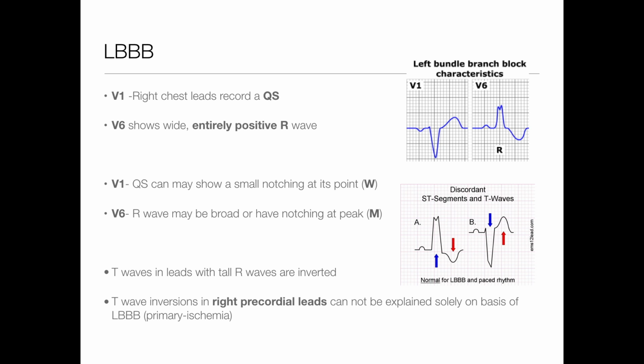So left bundle branch block. There are 2 bundle branches that come off of the bundle of His that help to bring the wave of depolarization down and through the ventricles.